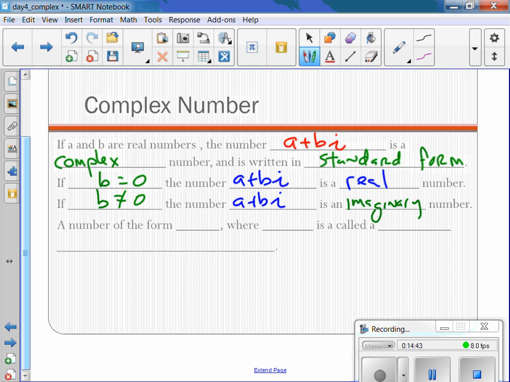And if my B is 0, excuse me, if my A is 0, then we just have the bi. And if b is not 0, this bi portion is not just an imaginary number, but a pure imaginary number.